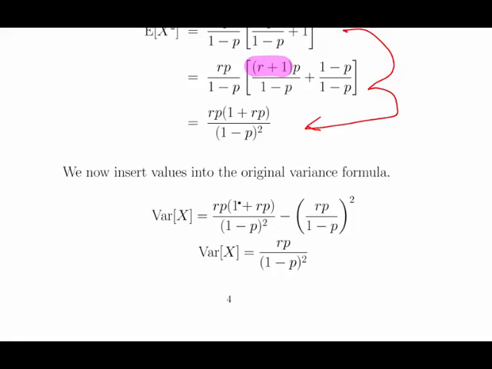Okay, rp times (1 plus rp) over (1 minus p) squared, minus rp over (1 minus p) squared, all squared. Essentially, that works out as rp plus rp squared minus rp squared, divided by (1 minus p) squared. So essentially the whole thing simplifies out into that expression there.